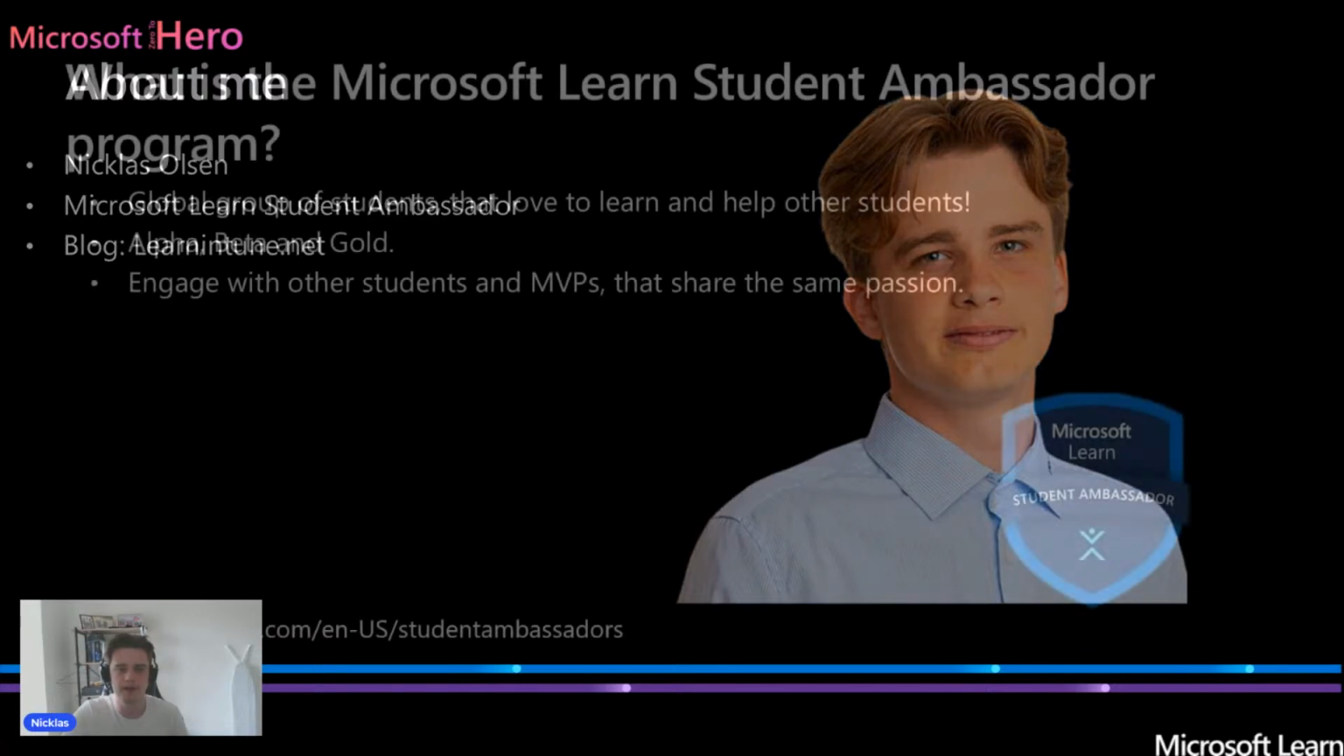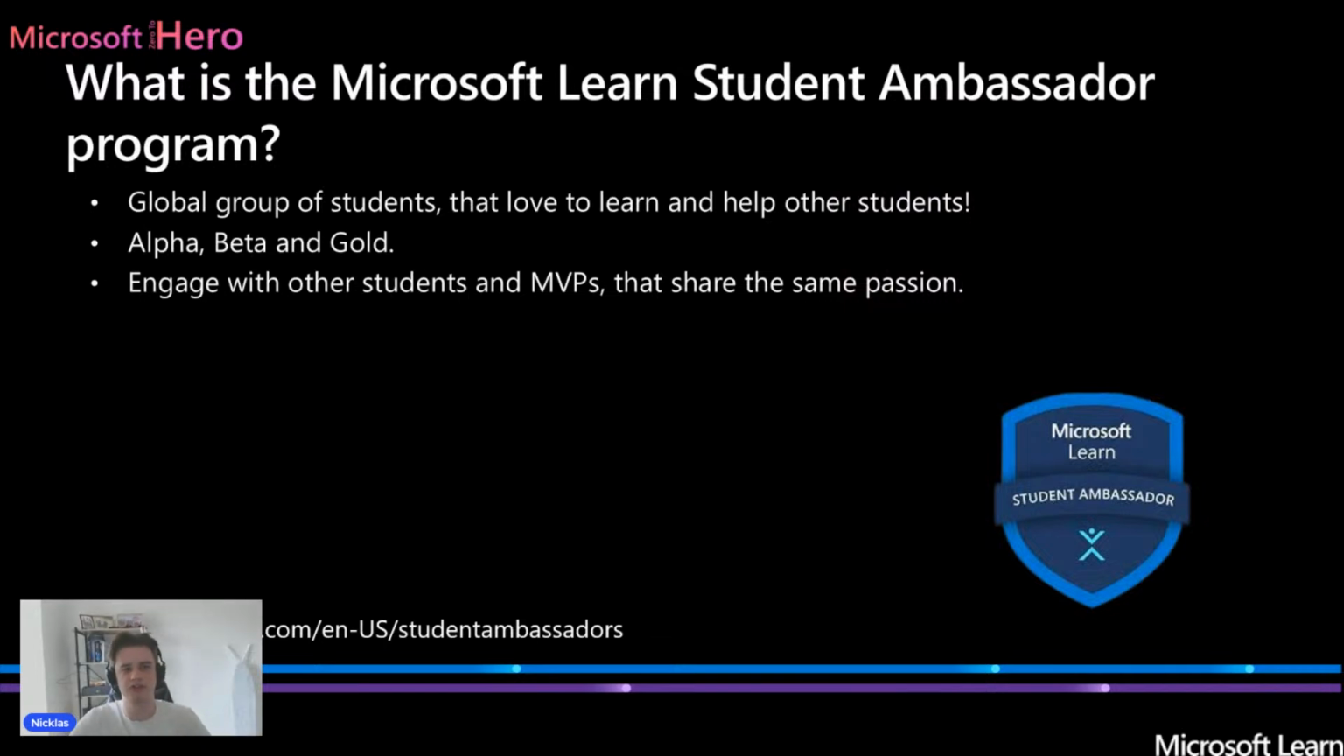Before we can get started with the session, I will just quickly introduce you guys to the Student Ambassador program. The Student Ambassadors program is a global group of students from all over the world that love to help students. As an ambassador, you will make a difference in your local community, and that can be anything from sharing knowledge and learning with other students. Currently in the program, there are around 3 to 4 different milestones where you start as a beginner, then advance to alpha, and then beta and gold.